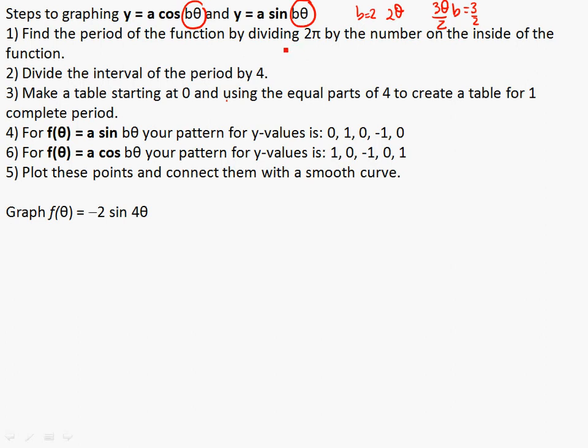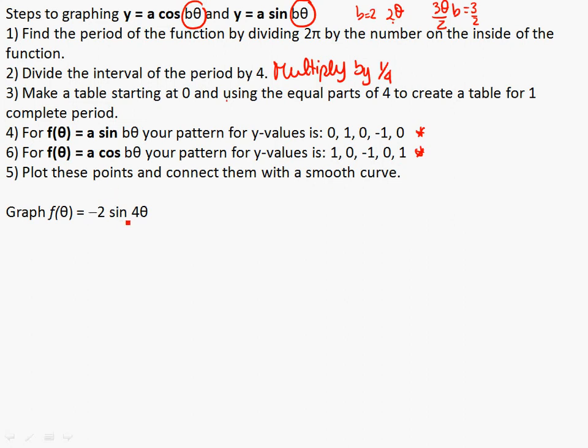The steps are, find the period by dividing 2 pi by the number on the inside of the function. So we divide by 2, or we divide by 3 over 2. Divide the interval of the period by 4. Maybe I should have said multiply by 1 over 4. So we multiply by 1 over 4. That's your count bys. Make a table, start at 0, and using the equal parts, you go through one period. If it's a sine, you got to start with this pattern. If it's a cosine, you start with that pattern. Okay, after that, you do more, whatever it asks for.